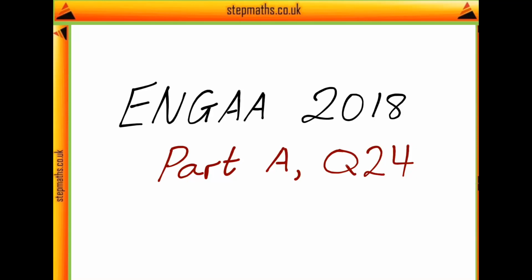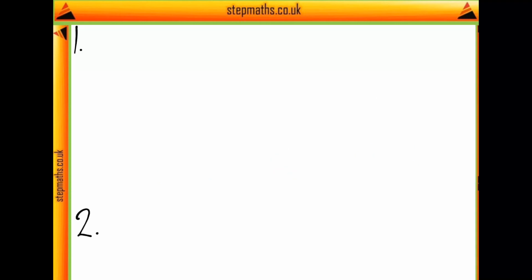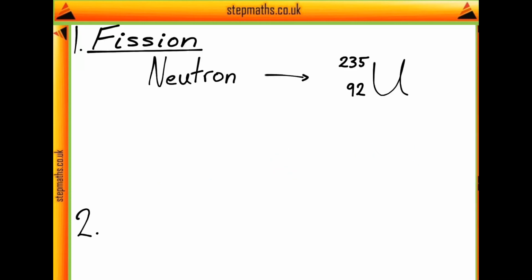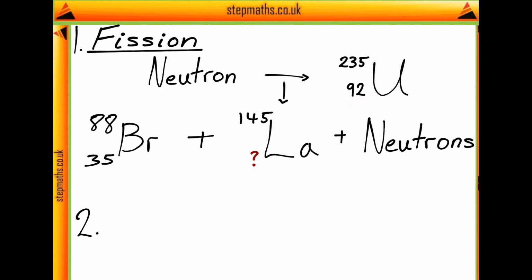Here we're going to be looking at question 24 of the ENGAA 2018 paper. In this question we have two different steps. First, we're told that we have a fission reaction where a neutron collides and is absorbed by a uranium-235 nuclide. The resulting nuclide then decays into a series of things: a bromine-88 nuclide, a lanthanum-145 nuclide, and some neutrons.